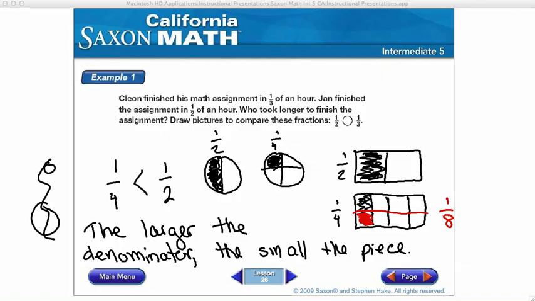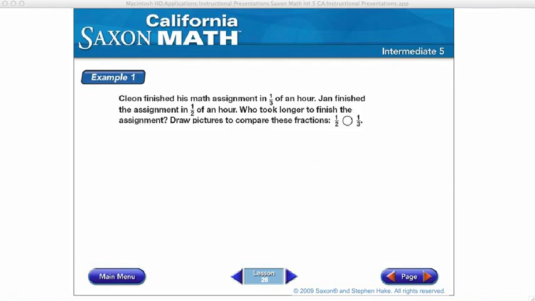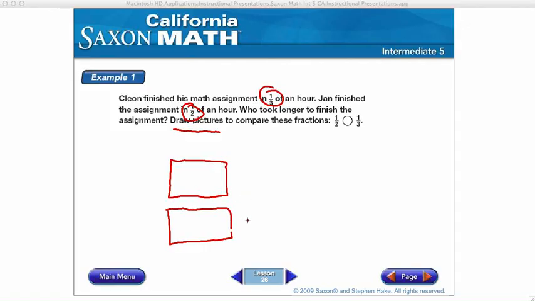Okay, so now let's look at example 1. Cleon finished his math assignment in 1/3 of an hour. Jan finished the assignment in half an hour. Who took longer to finish the assignment? Draw pictures to compare the fractions. So I'm going to draw rectangles because I like rectangles. And I'm going to draw them one on top of the other because it's a little bit easier to compare when they're above each other than when they're next to each other.